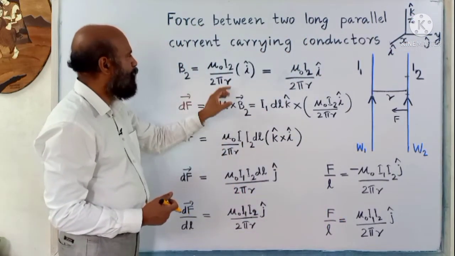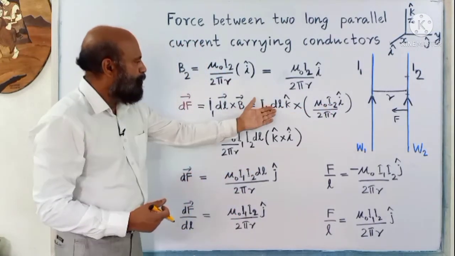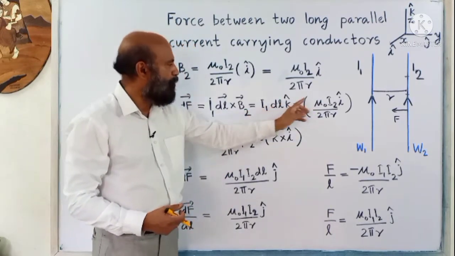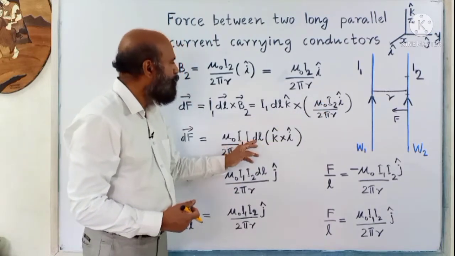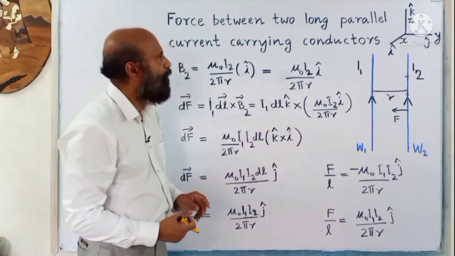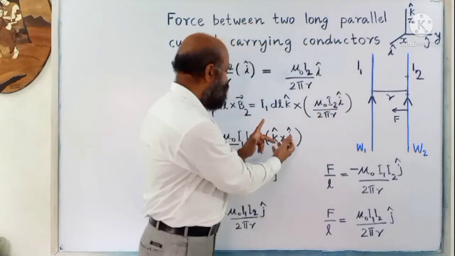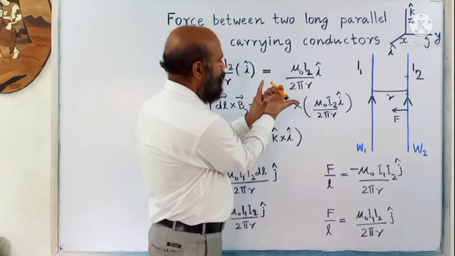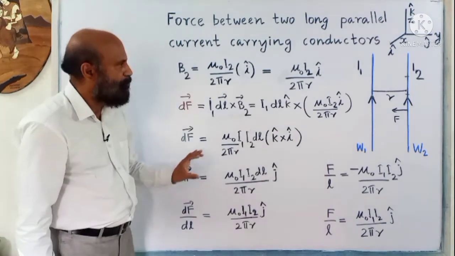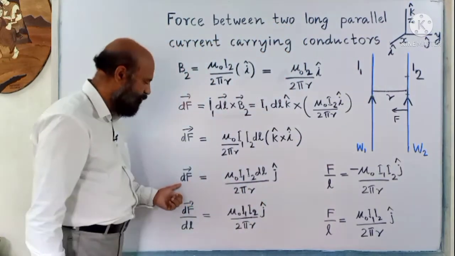Then for B2 we can write mu 0 I2 divided by 2 pi r I cap, and this can be rearranged and written like this: mu 0 divided by 2 pi r, I1 I2, then dl k cross I. K cross I is J. So J cap.